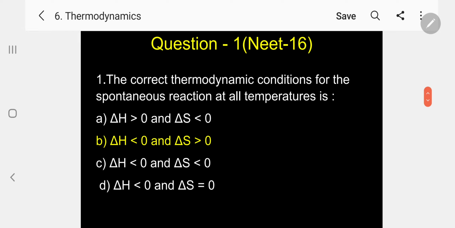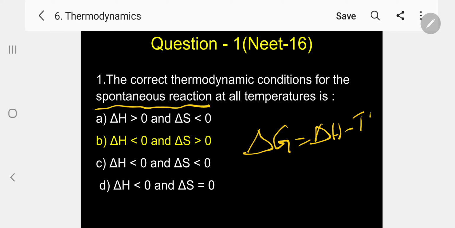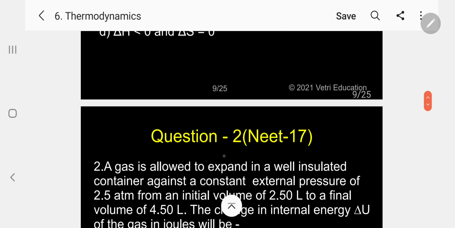What is the condition? Just go for a spontaneous process, delta G equals delta H minus T delta S. What is the condition for spontaneous? Delta H should be less than 0, and delta S should be greater than 0. Then only delta G will be negative. Easily we can identify. So that is the first question.